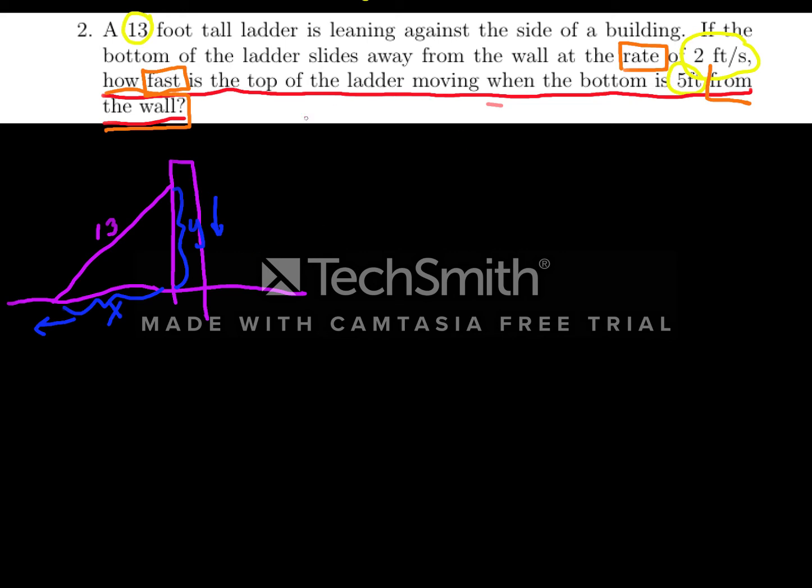I know that from reading the problem. I've got rates of change. I've got things moving along. And I'm told that the bottom of the ladder slides away from the wall at a rate of 2 feet per second. So now I know the bottom of the ladder is, maybe I should write out what x is. x is the distance of the bottom of the ladder from the wall.